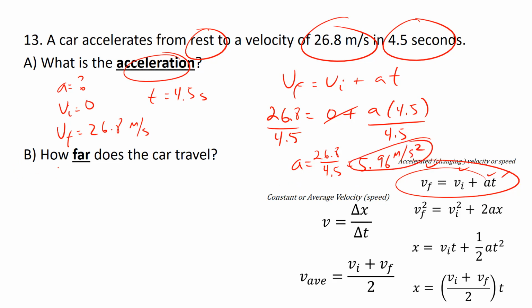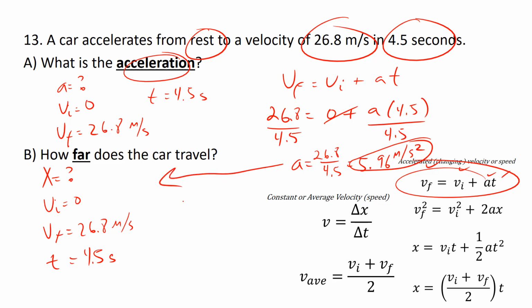Okay, so this next part, how far does the car travel? We're looking for the displacement or distance, and for "how far" we're not concerned with direction. And we have an initial velocity of 0, a final velocity of 26.8 meters per second, and a time of 4.5 seconds. And we now have an acceleration that we can add into the mix.